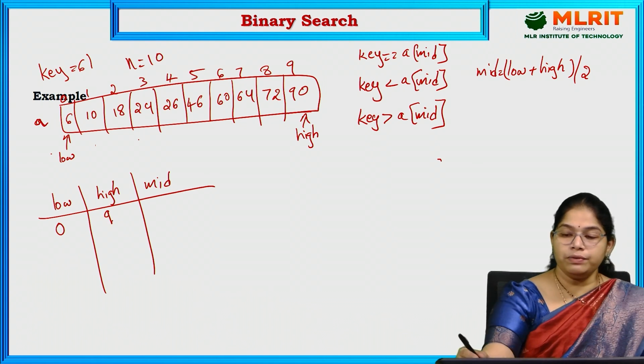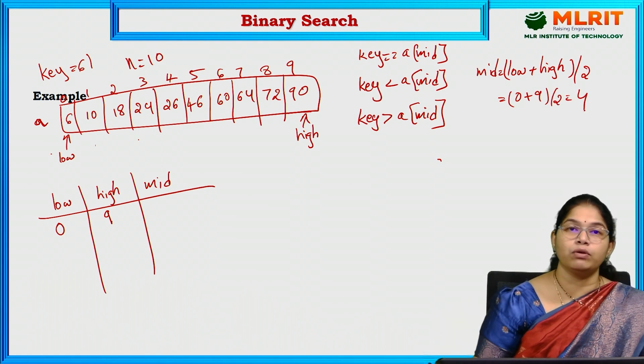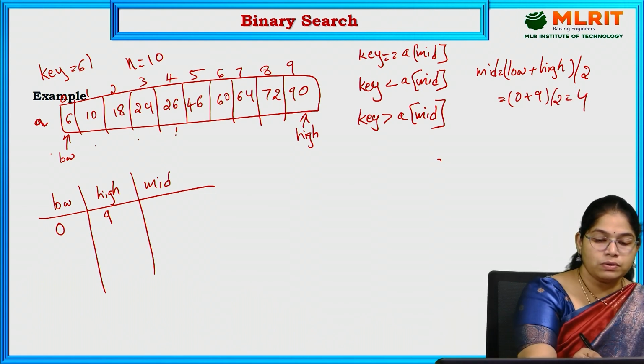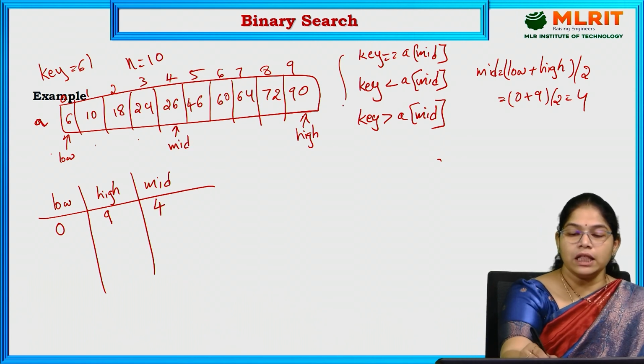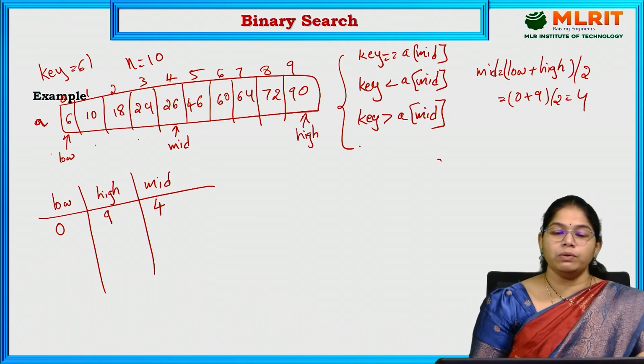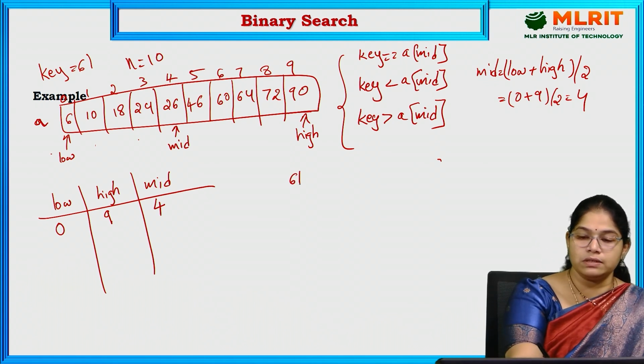Now to find out the mid, that is 0 plus 9 by 2, it is 4.5. I will take the floor value as 4. So now here we have a mid value, that is 4. Now we have to check with these 3 conditions whether we found the key value which I want to search or not. Now key is here 61. 61 equal to A of mid, A of 4, that is 26?